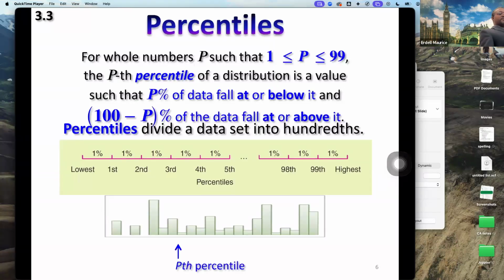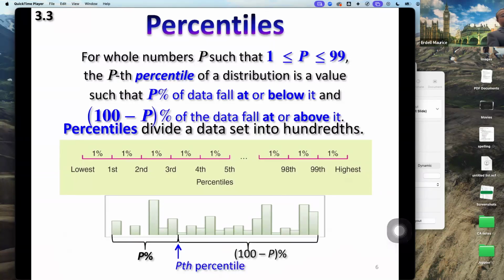So the P percentile, this might be the 19th percentile. Is this right here? 19% is below. 81% is above. Yes. P percent, and then 100 minus P percent is above. Questions there on percentile? Because most people have no idea what a percentile is.